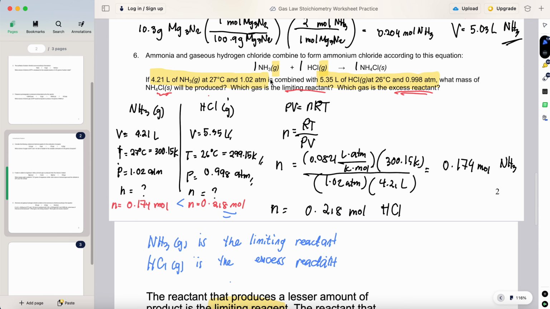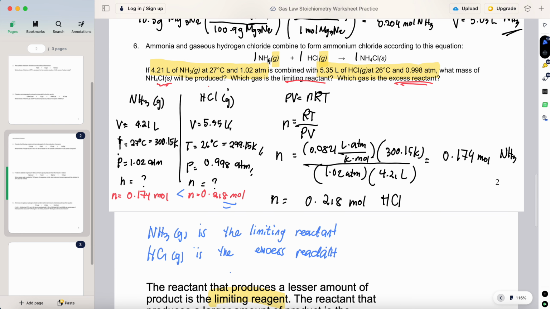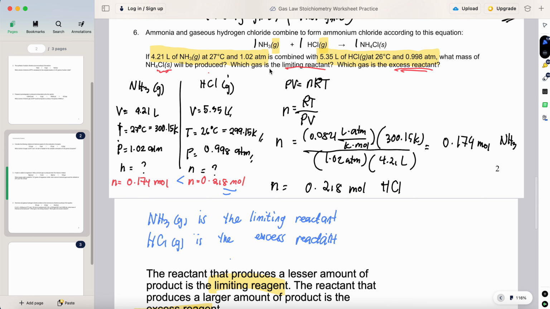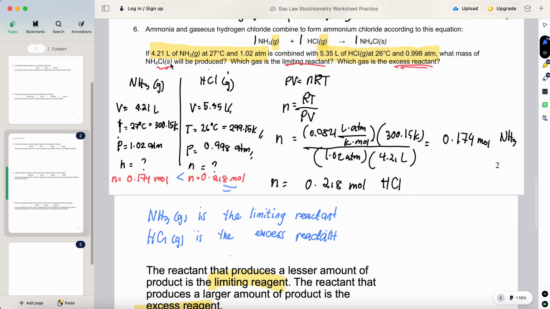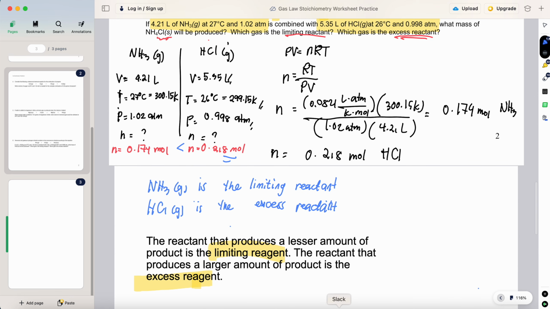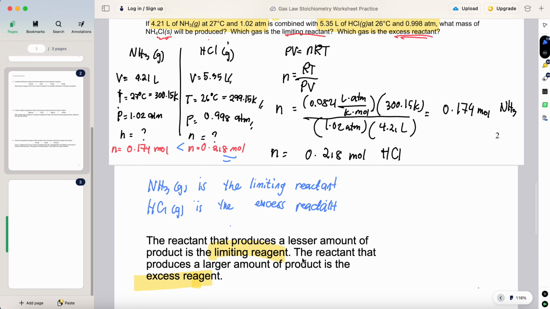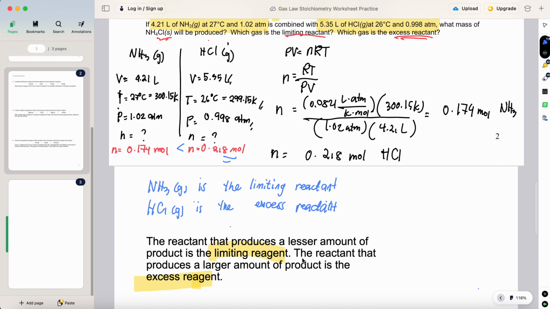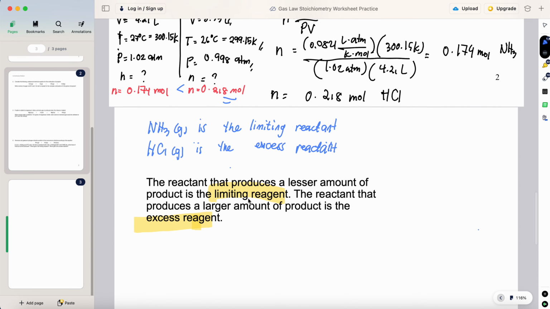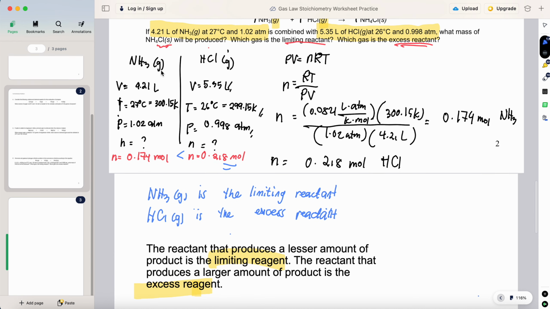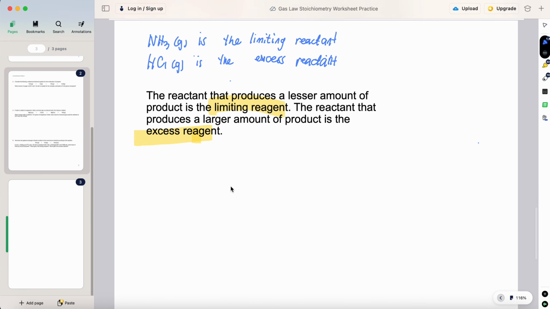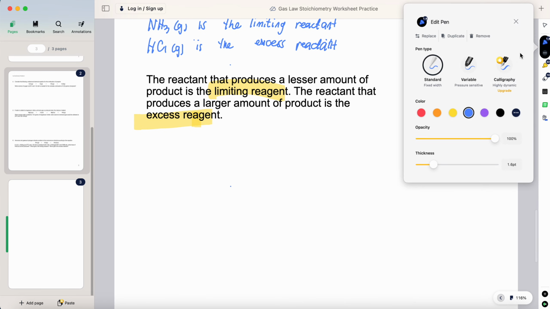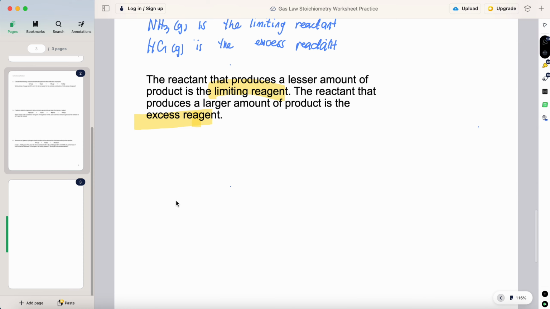So, since ammonia gas is the limiting reactant, this is what we should use as the reactant to find the NH4Cl. So, the limiting reactant, in definition, need complete ang reaction, mao ni ang gamiton to find the mass of NH4Cl. So, let's solve. Let's always use the limiting reactant.